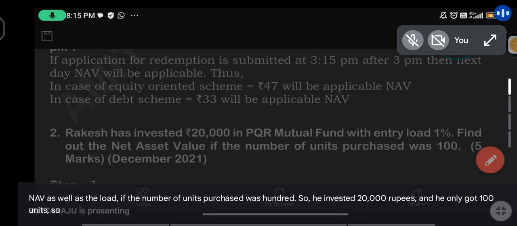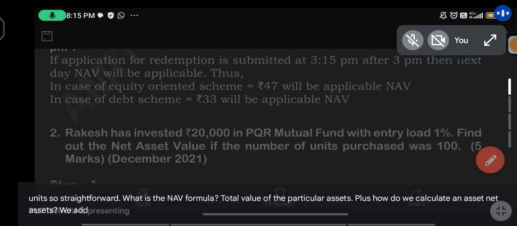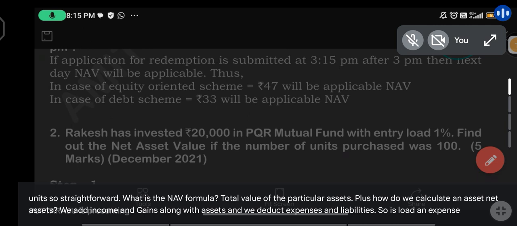So straightforward, what is the NAV formula? Total value of the particular assets plus, how do we calculate net assets? We add income and gains along with assets and we deduct expenses and liabilities. So is load an expense or is this an income?